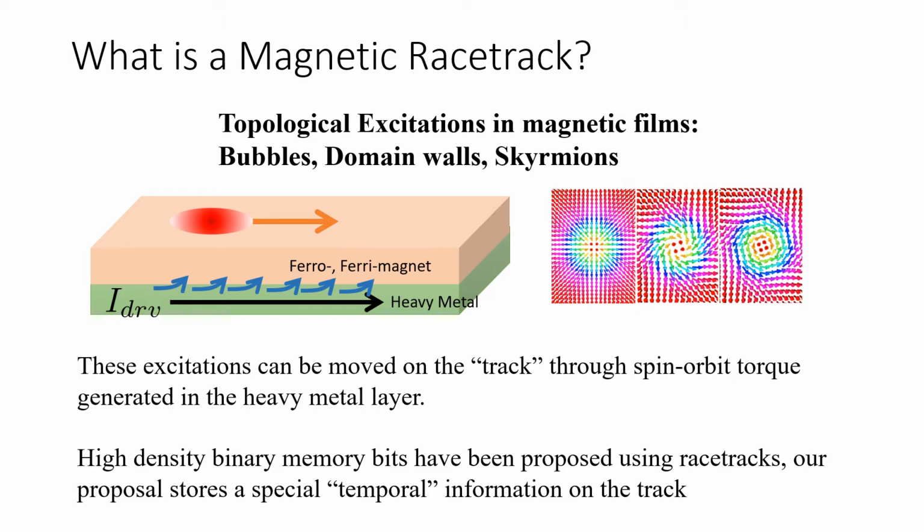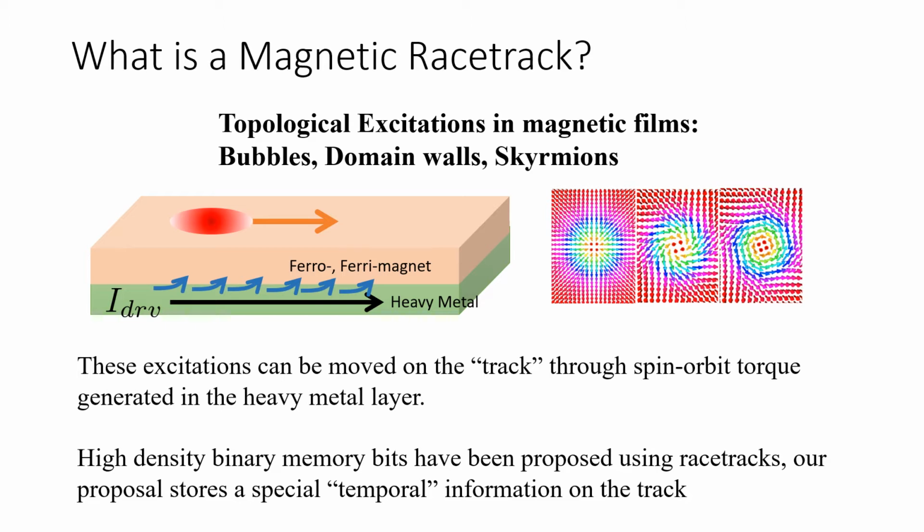There are others, like bubbles and domain walls. Domain walls have been popular. They have featured in previous devices, and a lot of proposals have been made using domain walls. Consider skyrmions as a small-size domain wall which does not extend from end to end of the magnet. But the central point is that with this drive current underneath the heavy metal, you can make this excitation move left and right controllably.